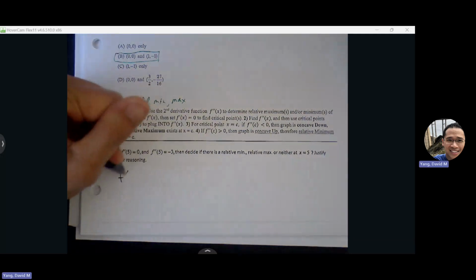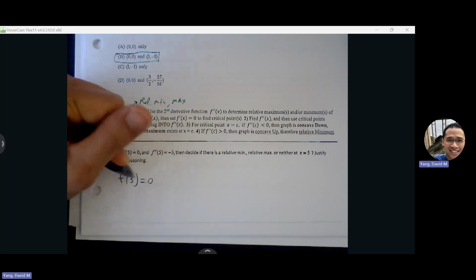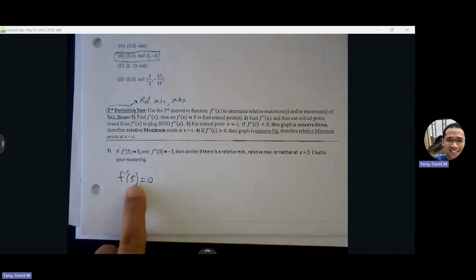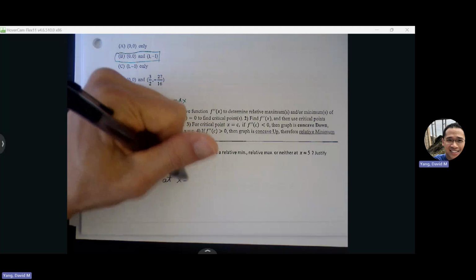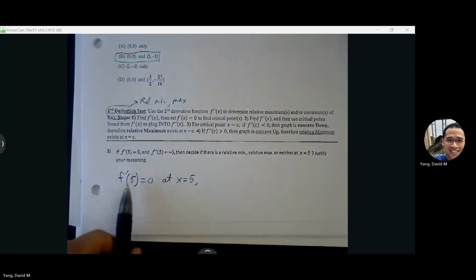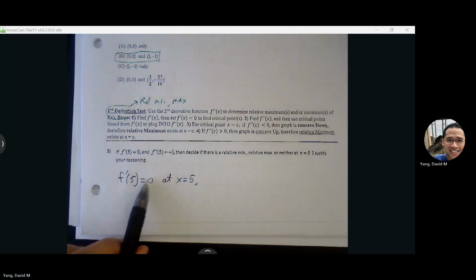So when it says f prime of 5 is equal to 0, can you visually describe what's going on at this point? This means what? At x equals 5, what's happening at this point? What is f prime equal to 0? What does that look like?